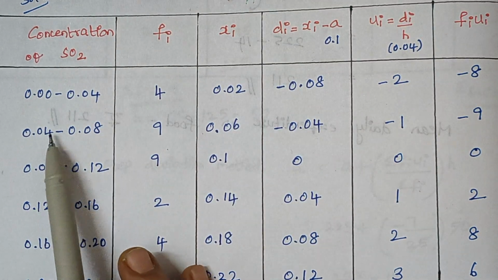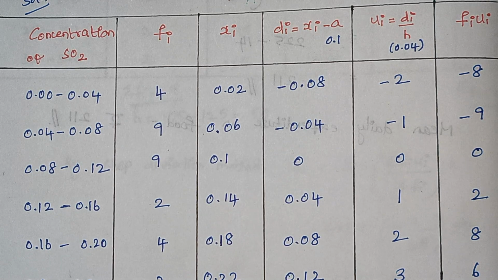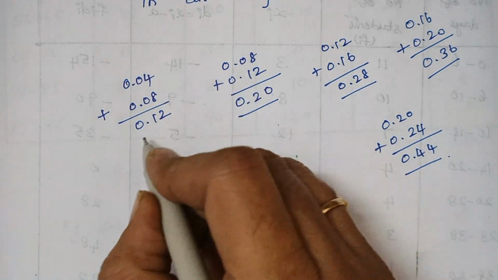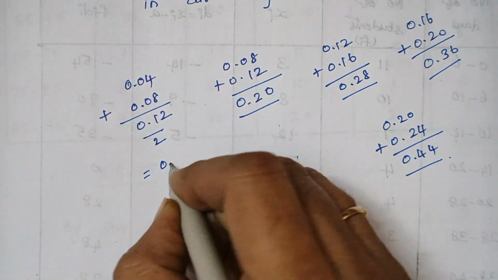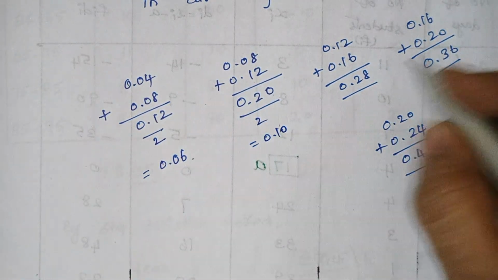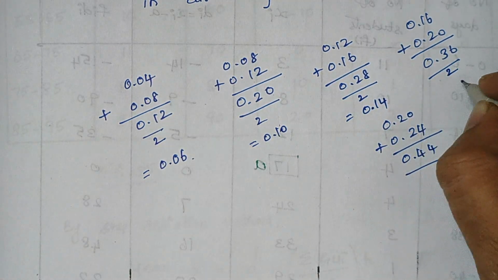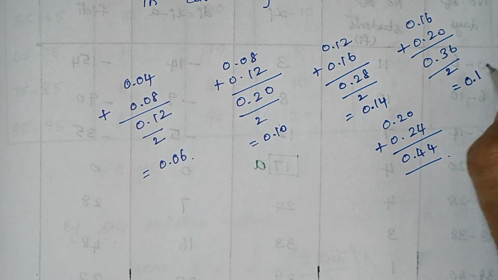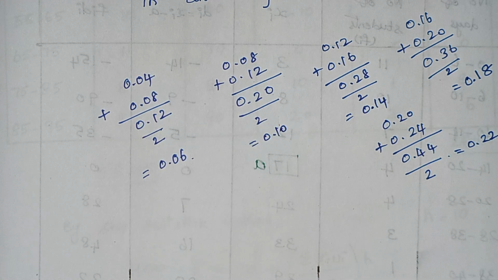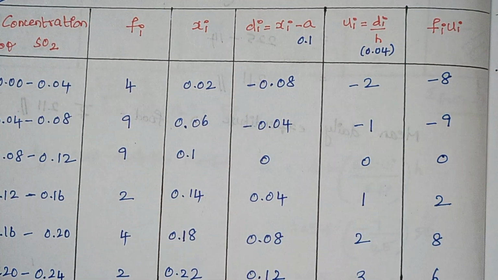Similarly, when you add 0.04 and 0.08, it gives 0.12. When you divide it by 2, it becomes 0.06. Here, when it is divided by 2, this becomes 0.10. Here it becomes 0.14, and here it goes 0.18, and here it goes 0.22. So now we have calculated the value of Xi.